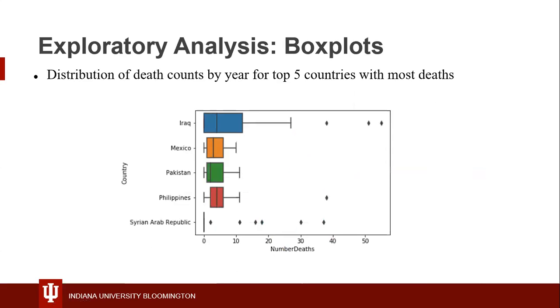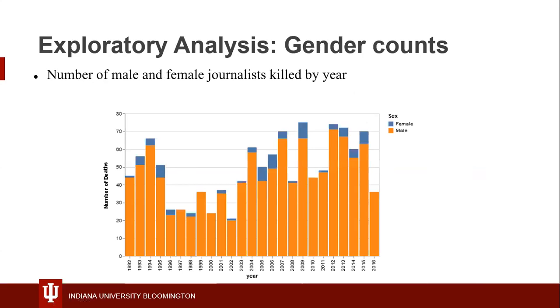Here we have a box plot that shows the distribution of number of death counts per year for each of the 5 countries with most deaths. We see that clearly Iraq has the higher mean with certain high outliers, while Syria has mostly outliers because we only have data for 6 years for Syria. In another bar plot, we can see the number of male and female journalists that were killed in our data set. We clearly have very few female journalists in the data set.